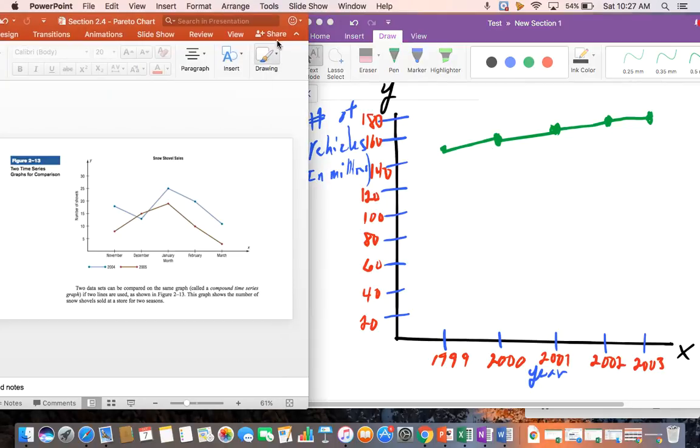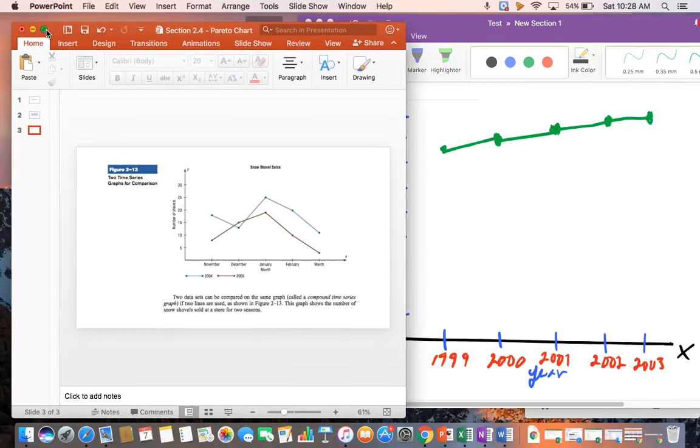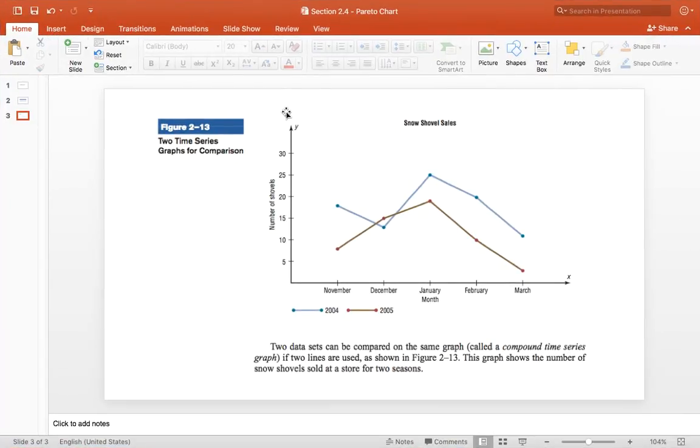So a lot of times it is beneficial to look at and compare this year's data, prior year's data, or this month's to prior year months, so you can see the trend that's going on, and you can then talk about it.